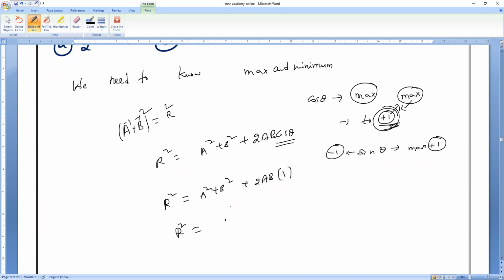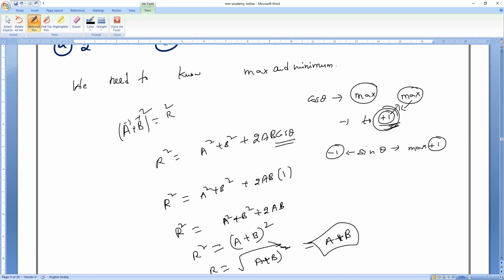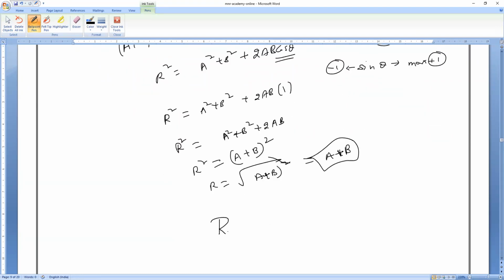So R square is equal to, observe very carefully, A square plus B square plus 2AB. This is similar to the formula, can you tell me what is the formula? A plus B whole square. That is R square. So R is equal to the root of A plus B whole square, which is equal to A plus B. Understand, everybody? So A plus B means you will get R maximum. R maximum is equal to A plus B. Understand? Yes, sir.